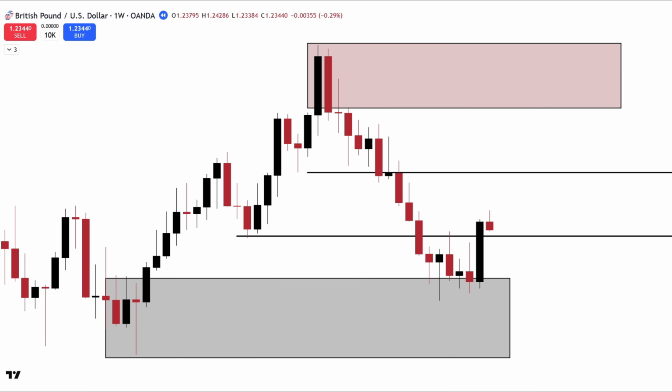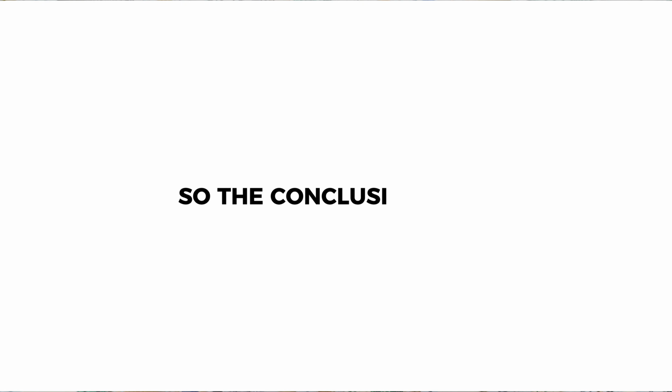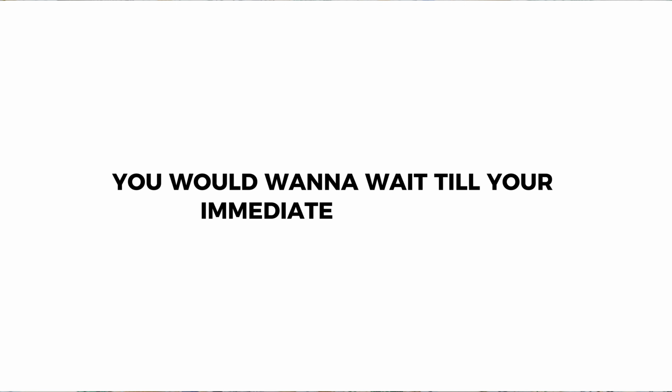So to make it simple, this would be your bias. And in the next step, we're going to talk about in which fashion will price deliver to the upside. So the conclusion here, from your directional bias point of view, you want to make sure your historic price action and immediate price action are both in line. By in line, I mean if your historic is bearish, you would want to wait till your immediate is bearish as well. Same thing goes for bullish. If your historic is bullish, you would want to wait for your immediate to be bullish as well.